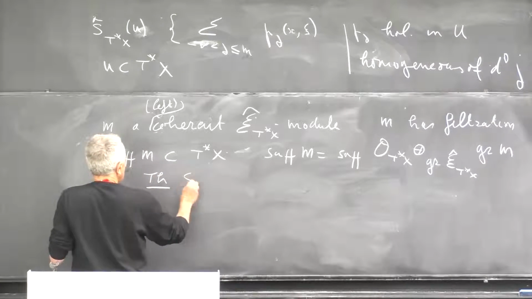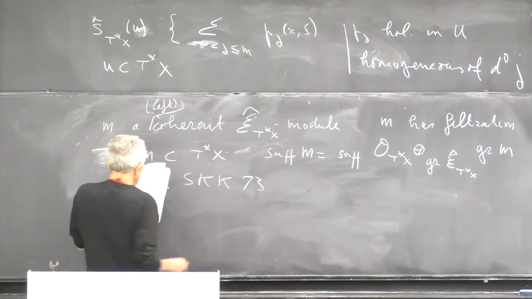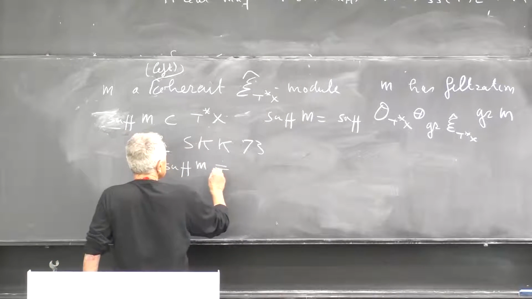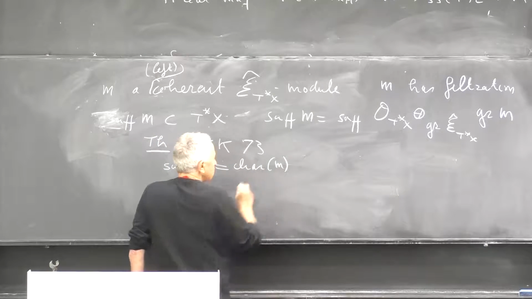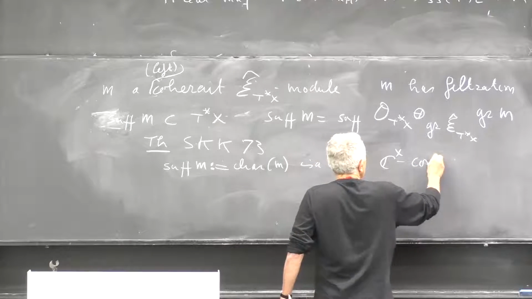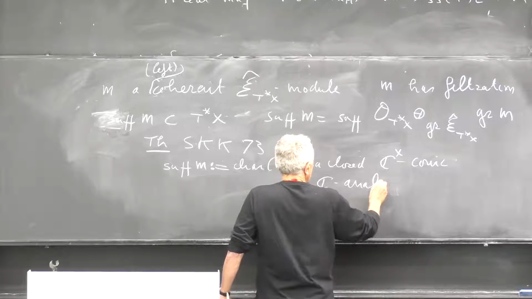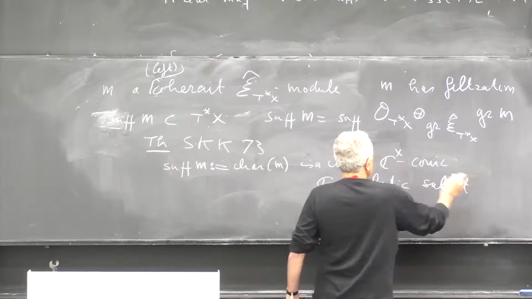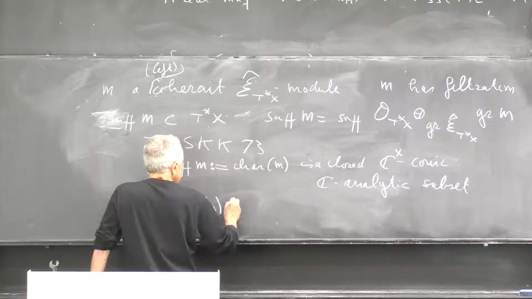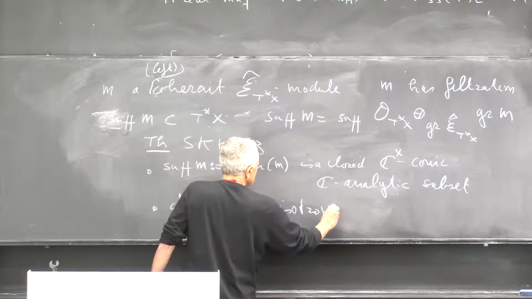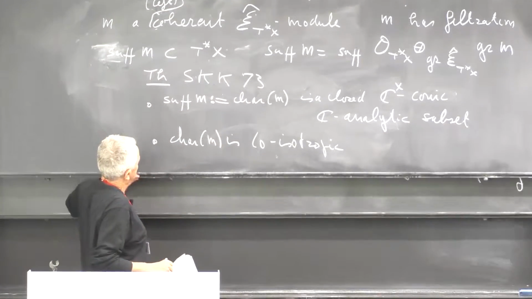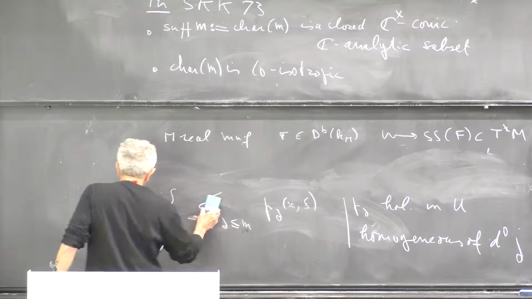There is a theorem, again by Sato, Kawai, Kashiwara, of the same time, which says that the support of M, also called the characteristic variety of M, is a closed conic for the C-star action, complex analytic subset. All these things are obvious, but what is not obvious is that the characteristic variety of M is co-isotropic. And this is due to Sato, Kawai, Kashiwara, as I said yesterday.